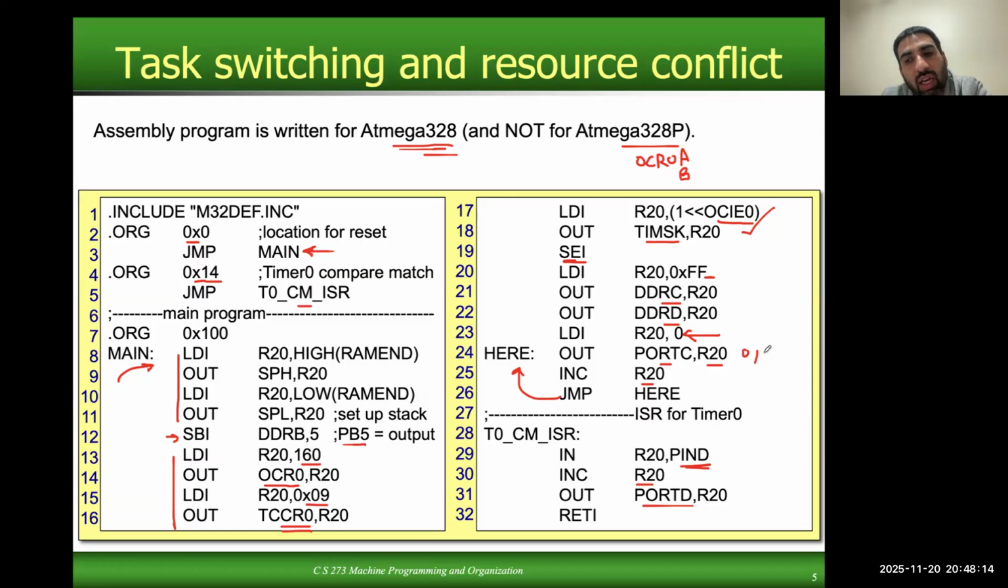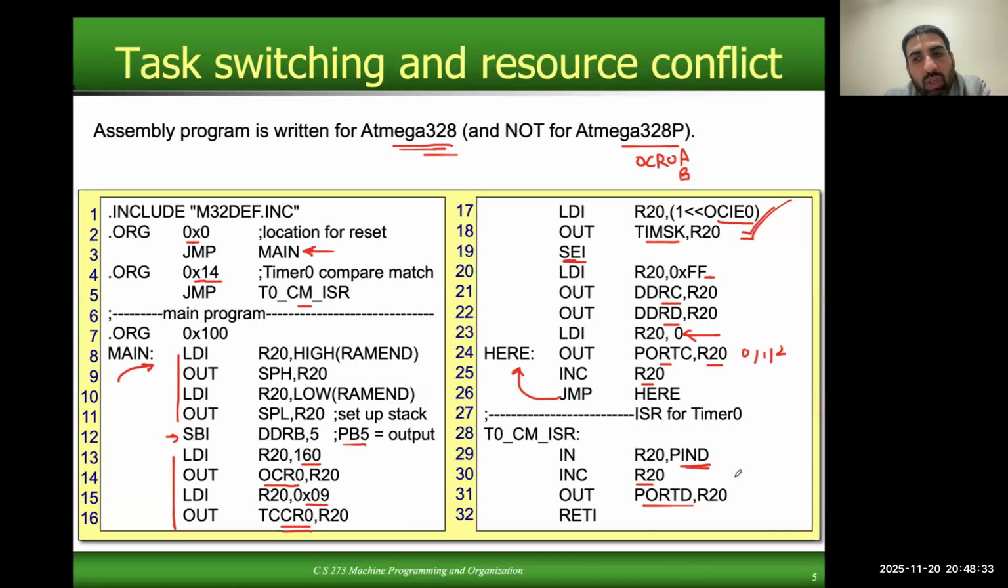So you have 1 next time, then you have 2 next time, and so on, right? Up to 255, and then it will roll back to 0. On the other hand, since we have enabled the output compare interrupt for the timer 0, we need to write the ISR.